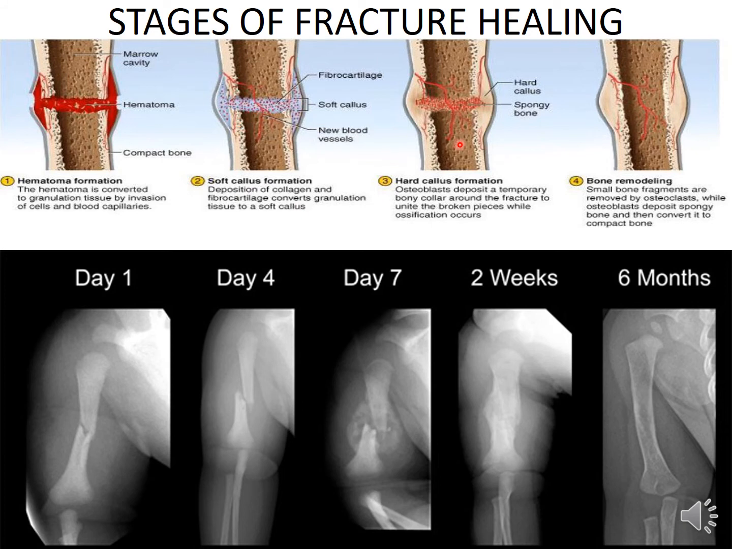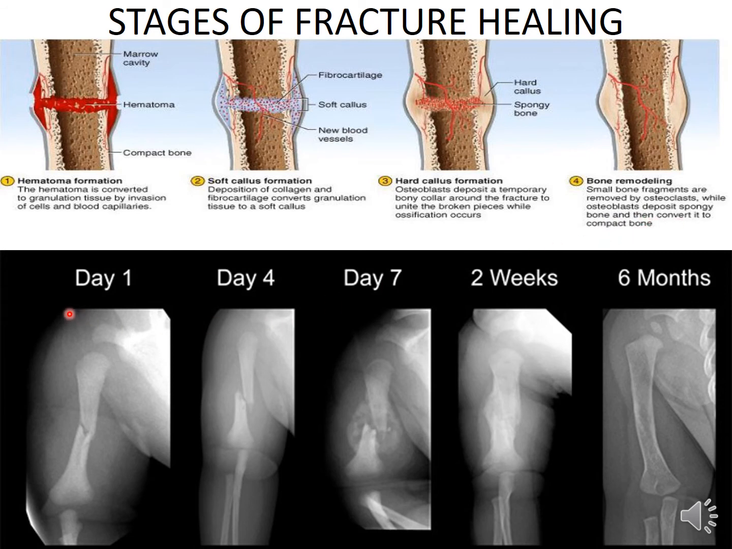After soft callus there is hard callus formation. Once the collagen and fibrocartilage deposition has converted the granulation tissue, there is deposition of a temporary bone collar around the fracture, uniting the broken pieces, where ossification occurs. This is done mainly by osteoblasts. Then after hard callus formation, there is bony remodeling. The small bone fragments are removed by osteoclasts, while osteoblasts deposit spongy bone which is then converted into compact bone.